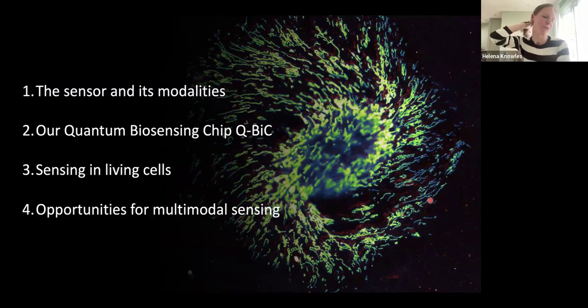So here's an outline of what I want to talk about today. I'll start with introducing the sensor and its modalities. Even though this is probably familiar to a lot of you, hopefully there'll be a little bit of new information there as well. And then I will introduce our quantum biosensing chip, our cubic chip. This is something we've been developing over the years, and we're about to publish a paper that really contains all of the details. So this is a sneak peek into some of those properties.